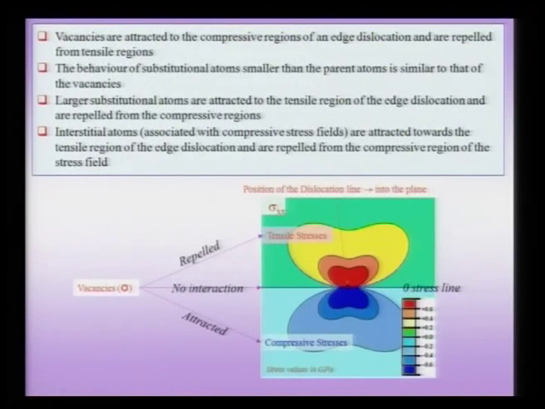Now, let us start with the interaction of vacancies with the stress field of the edge dislocation. In the figure below you can see that I am showing the sigma XX stress field around an edge dislocation. The dislocation line is into the plane of the board right at the center here, and let me mark that. You can see that the entire half space above is tensile in nature and the entire half space below is compressive in nature. This complete half space being tensile or compressive is the case for edge dislocations in an infinite medium.